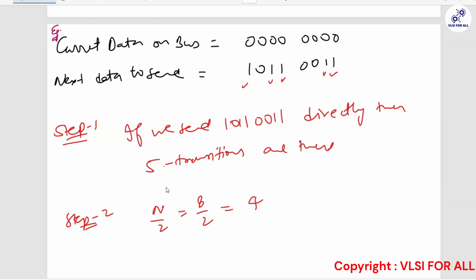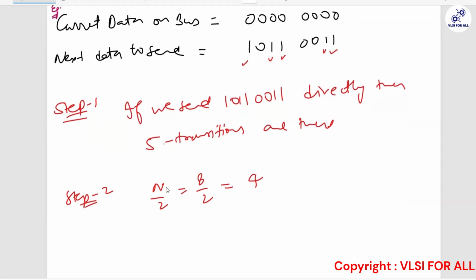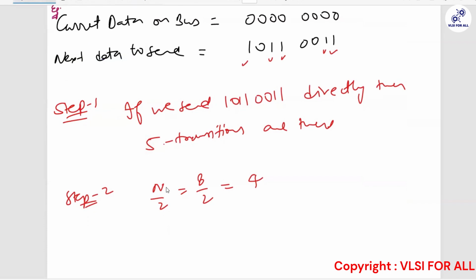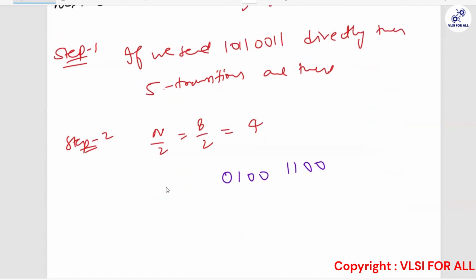Basically, we will invert this complete thing. So we invert the bits: 10110011 becomes 01001100. Now if you see the number of transitions, it is less than N by 2. If you consider the transition from 00000000 to 01001100, only 1, 2, 3, only three transitions are there.